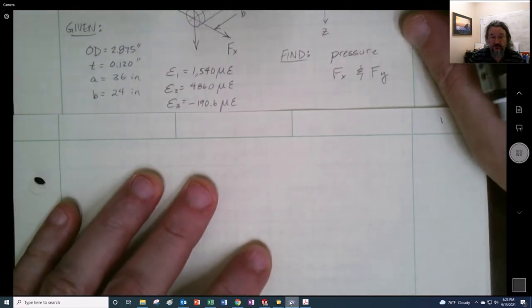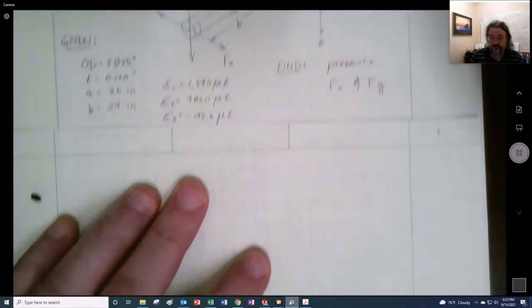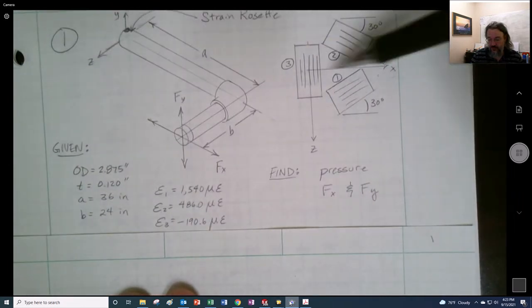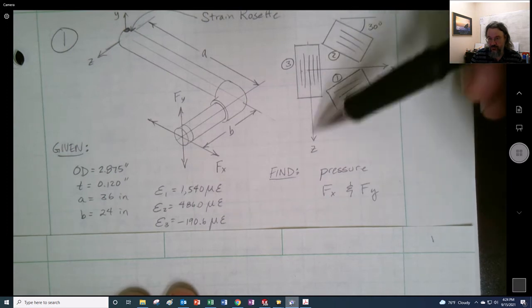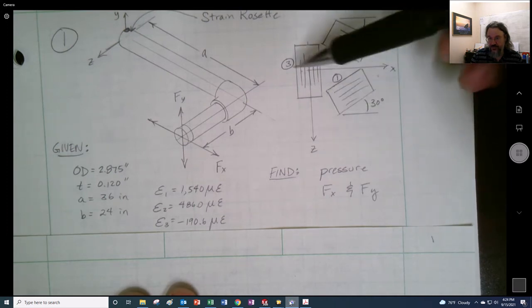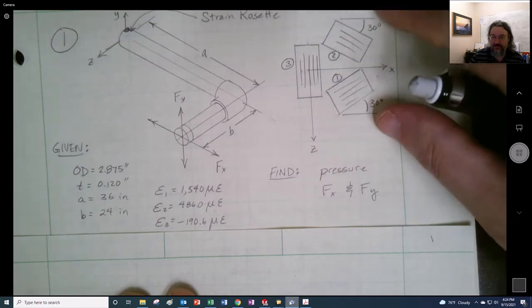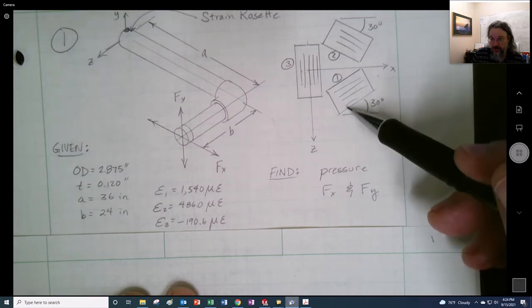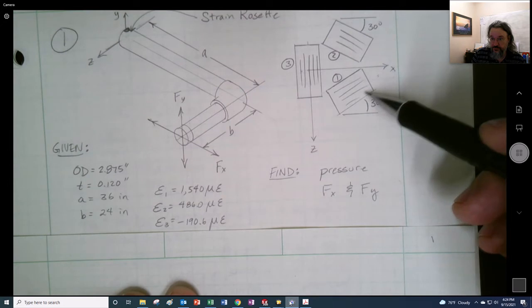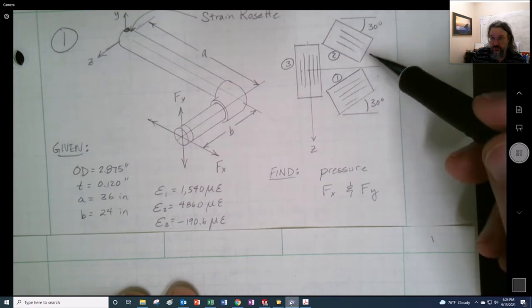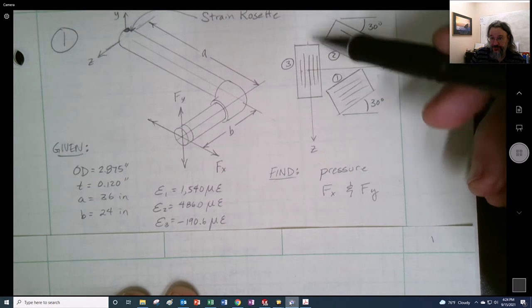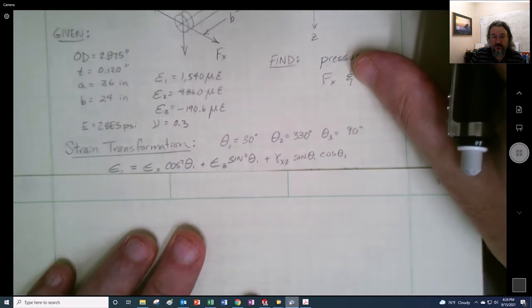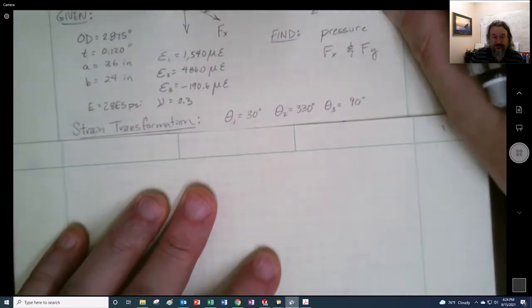So the first thing I want to do is transform these into the X strain, the Z strain, and then the gamma XZ right there. So I take a look at the angles, and I decided that this one right here was going to be 30 degrees, and this one was going to be 330 degrees, and this one was 90 degrees, all with respect to the x-axis right there. So that's what I decided to do, and here's our strain transformation.